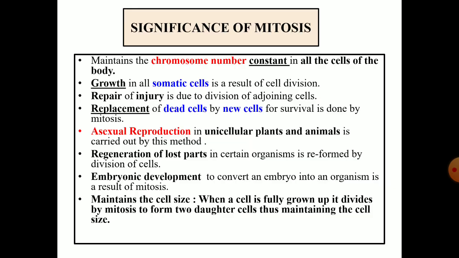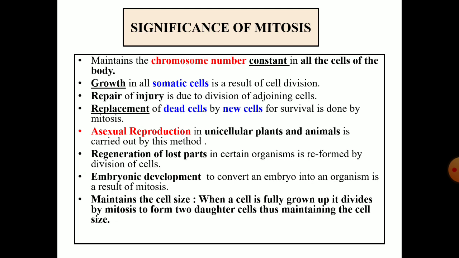Now, what is the significance of mitosis? Mitosis is responsible for maintaining the chromosomal number constant in all the cells of the body. Growth. All growth in somatic cells is a result of cell division by this method. Repair of injury is done by division of the adjoining cells in the same way as the growth takes place. Replacement of dead cells by new cells for survival is done by this method.